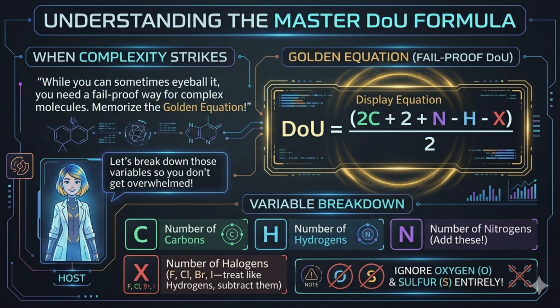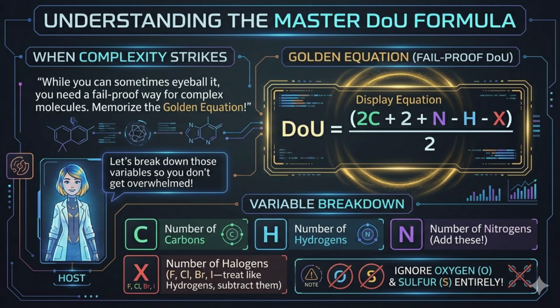When molecules get complex, eyeballing the structure isn't enough. You need a fail-proof tool. That's where the golden equation comes in. Don't let it intimidate you, it's just a simple balancing act of atoms. Here is the formula to memorize. DoU equals (2C plus 2, plus N, minus H, minus X) all divided by 2. It looks like a mouthful, but let's break down those variables so they make perfect sense.